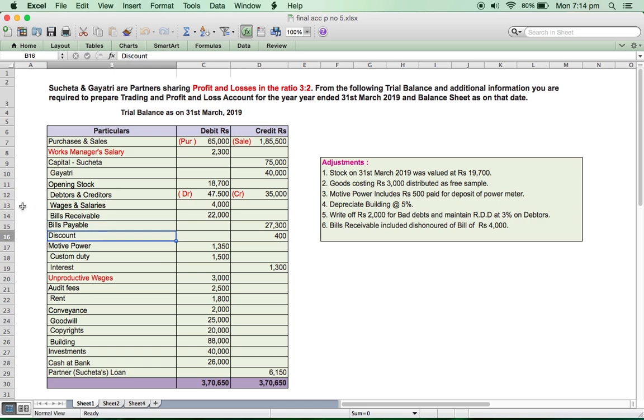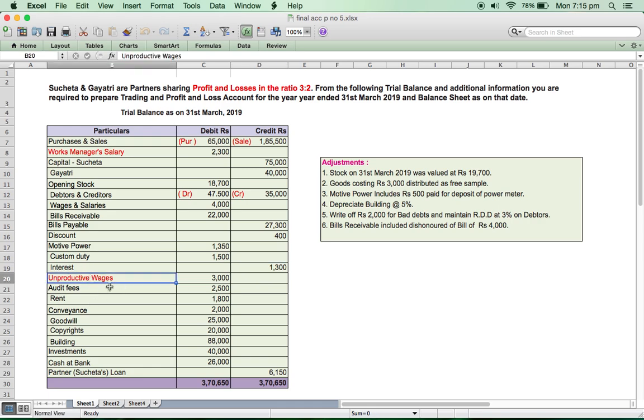Discount. Discount can either be an expense or an income, but here it shows a credit balance. So this is income and we are going to show it on P&L account credit side. Motive power and customs duty would be shown at trading account debit side. Interest, again interest can be both income and expense, but here it is showing credit balance, means this is income and we are going to show it at P&L credit side.